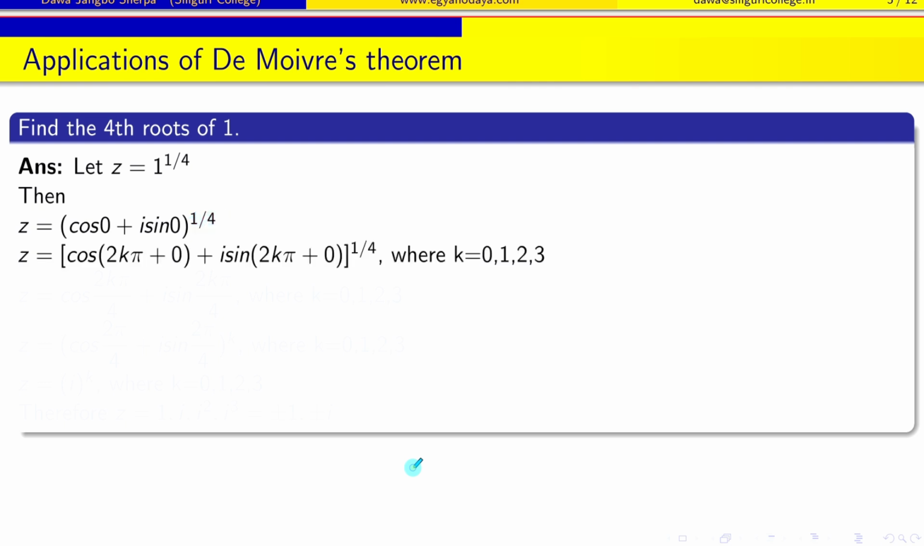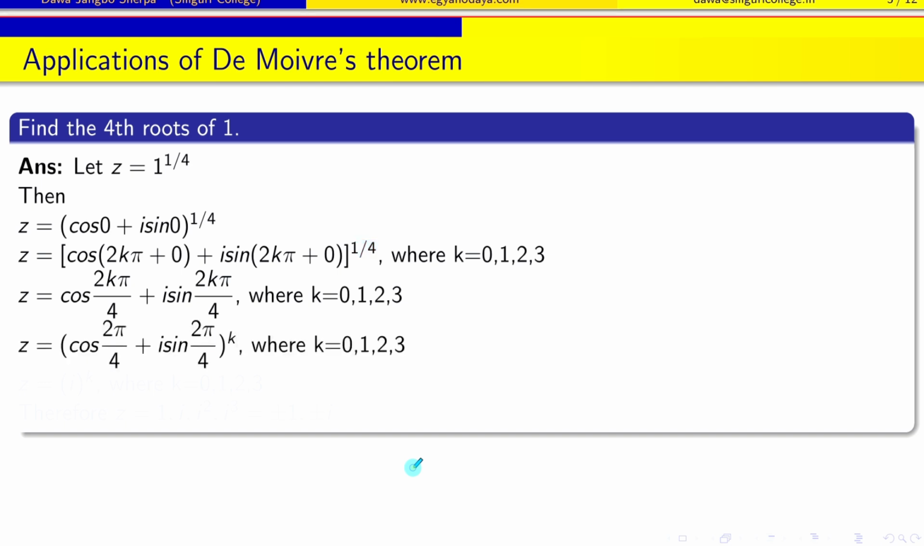This can also be written as cos 0 as cos (2k pi plus 0), where k is an integer. Similarly, sine 0 can be written as I sine (2k pi plus 0), whole to the power 1 by 4, where k is an integer. K runs from 0, 1, 2, 3, so k has 4 values. Applying De Moivre's theorem, it will be cos 2k pi by 4 plus I sine 2k pi by 4. This 1 by 4 will come inside over here.